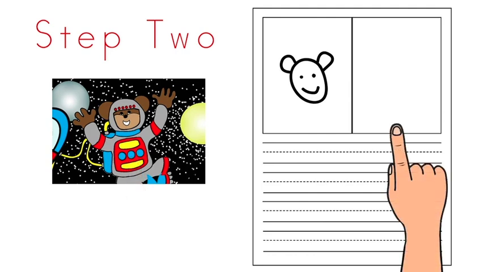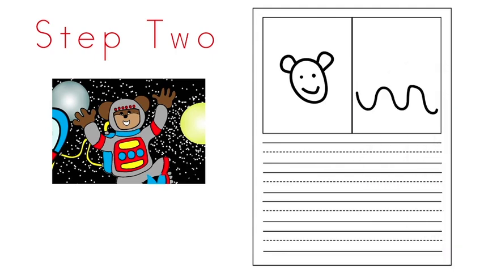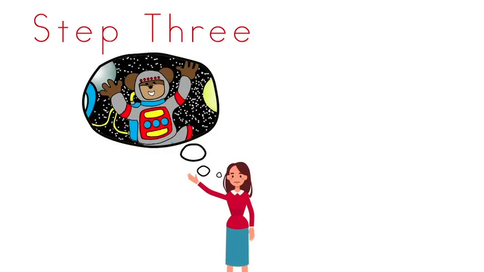Go back to the planning page. We don't need to draw a bear again. Instead, a wavy line can be drawn to show that the bear floated. Great job! Step 3. Add more information about the idea. Look at our idea. There's more we can tell about this idea.